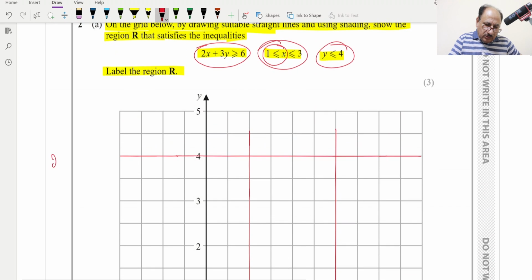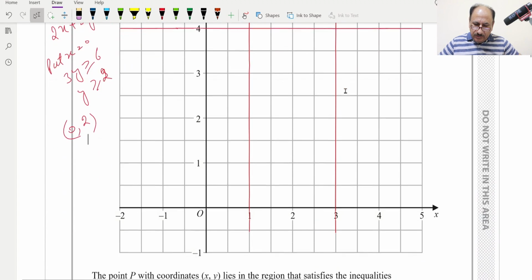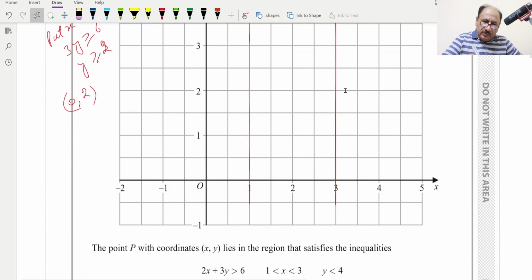The equation is 2x plus 3y is greater than or equal to 6. If we put x equal to 0, then 3y is greater than or equal to 6, so y is greater than or equal to 2. So the point will be (0, 2), and we can mark it over here.